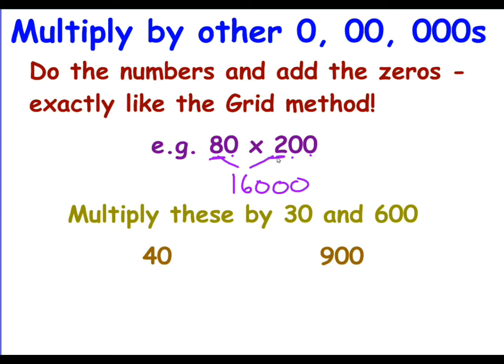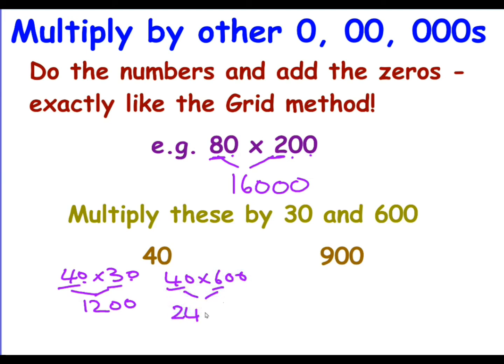Have a go at these below, where we want you to multiply 40 and 900 by 30 and 600. Okay, let's look at this. So 40 times 30 becomes 4 times 3, which is 12. I ignored 2 zeros, so I put the 2 zeros on. So that's 1200. 40 times 600, well, we do the basic numbers first. So 6 fours are 24, and then we have 3 zeros that we ignored. So 40 times 600 is 24,000.